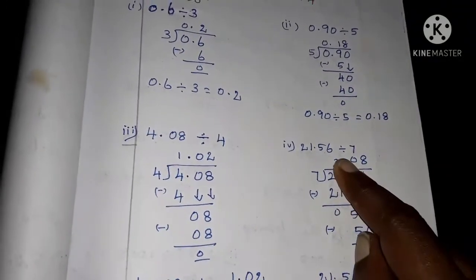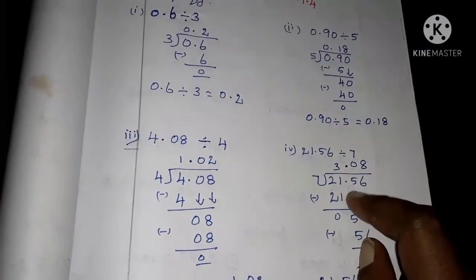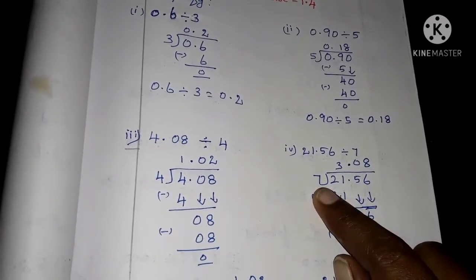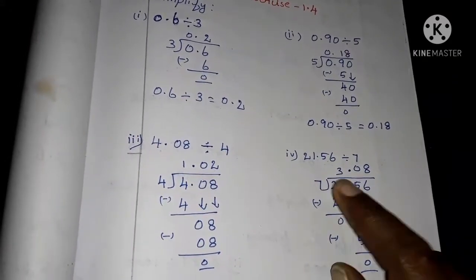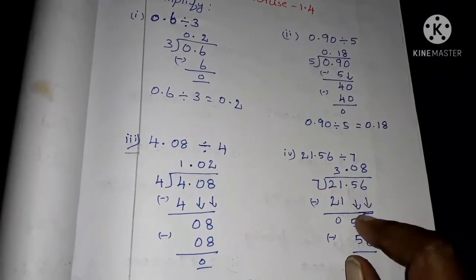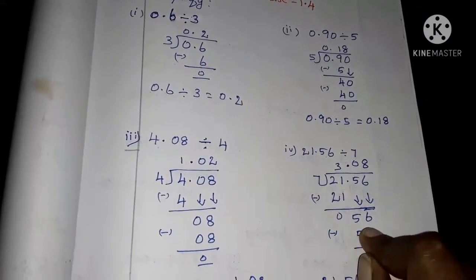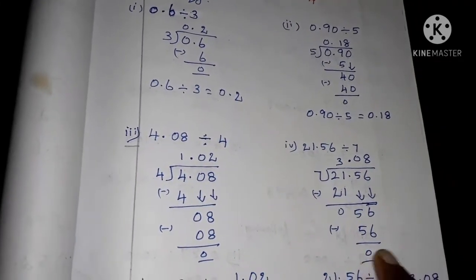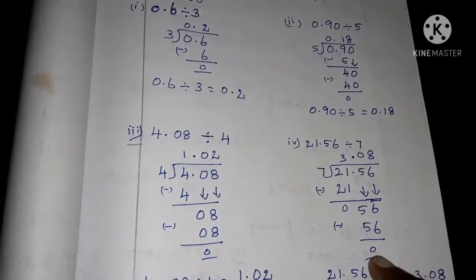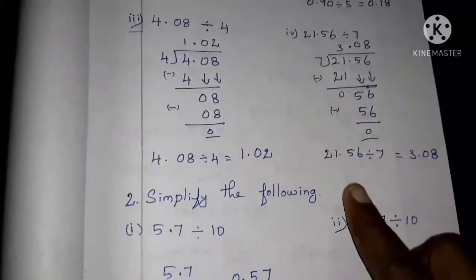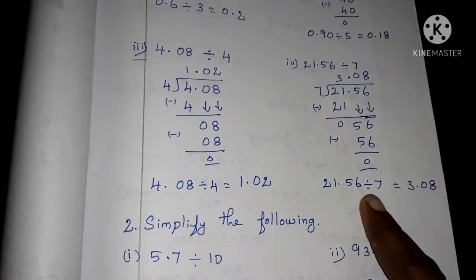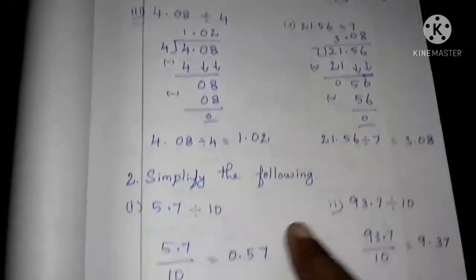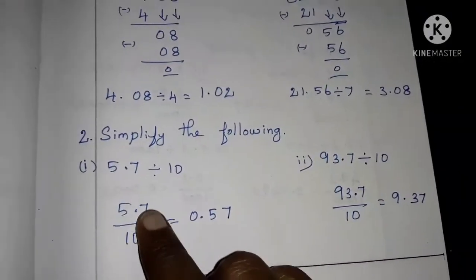Next, the decimal point is there, so we have to write the decimal point. And then you have to bring the 5. The 5 we can divide by 7? No, because it is smaller than 7. So next you bring the 6. In the 56 how many 7s? 8 7s are 56. So 8 we put, and we subtract, we get 0. So our answer is 21.56 divided by 7 is equal to 3.08.